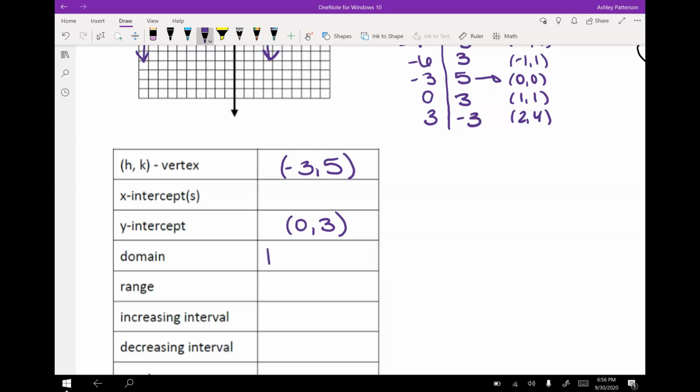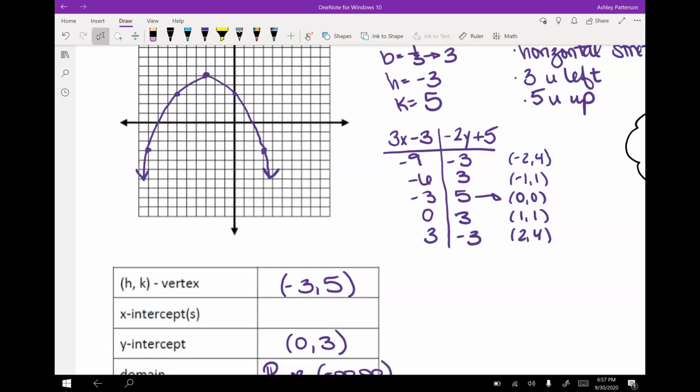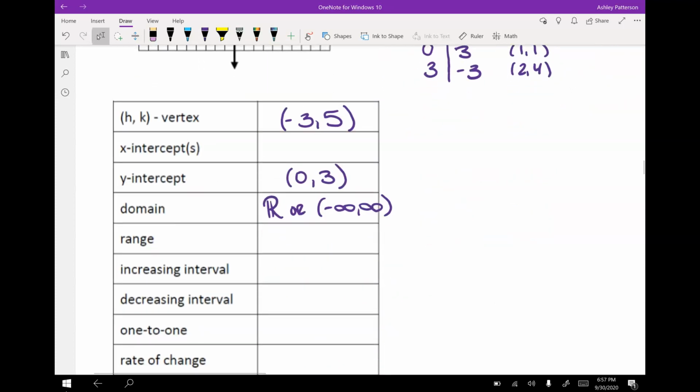The domain is still all real numbers or negative infinity to positive infinity because there aren't restrictions on the function as far as the x values are concerned. This parabola opens down, so we see it has a maximum value. That's different than the previous two. So we're going to say that y is less than or equal to the k value, or negative infinity to 5 inclusive.